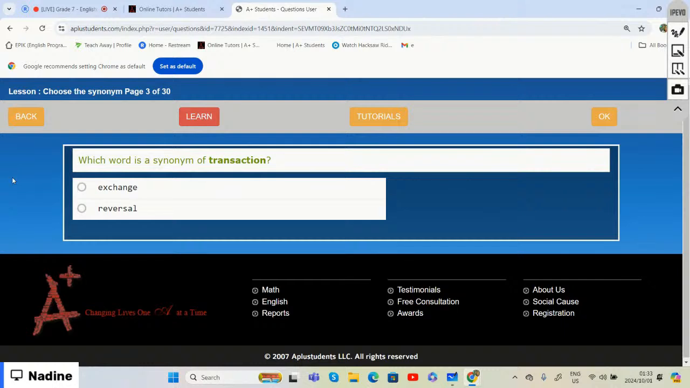All right. And the synonym of transaction, the word that is the same as or almost the same as transaction, is exchange. Now, well done. Exchange is correct. So well done.